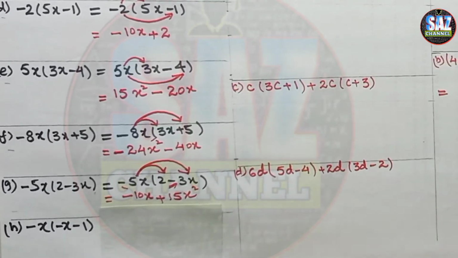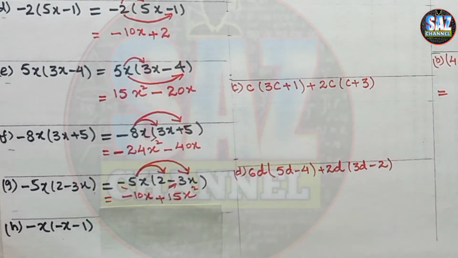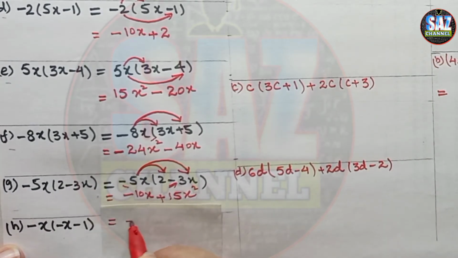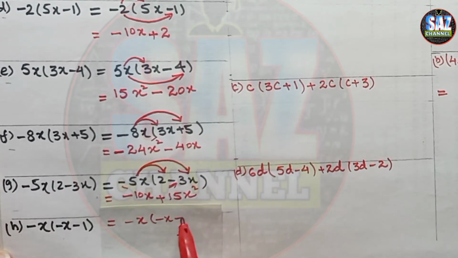Coming to the last part of the question, that is minus x into minus x minus 1. What we have to do, it's always good to rewrite the question. So I'm writing the question for you, minus x into minus x minus 1.